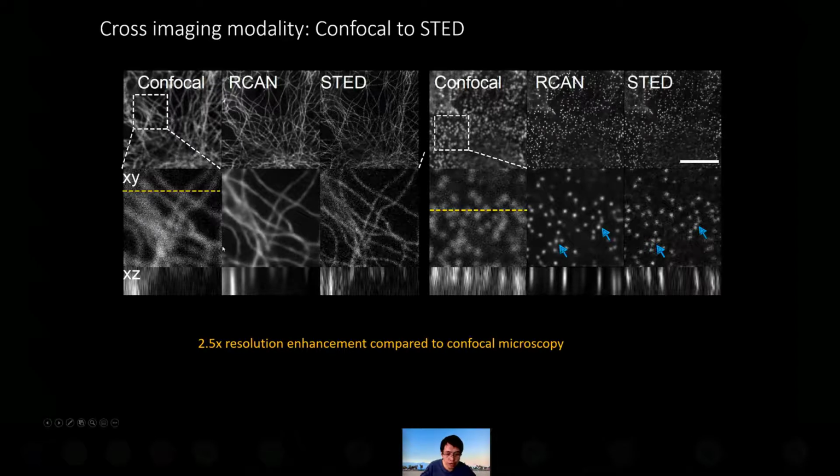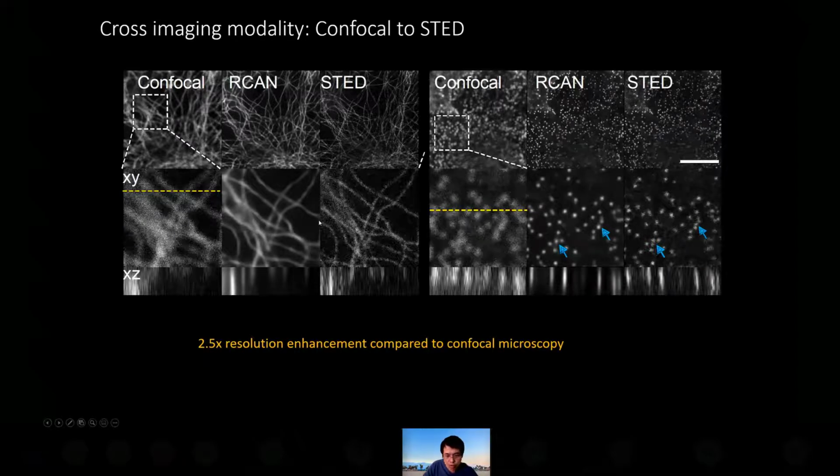So we basically train the RCAN with pairs of confocal and STED images together. In the example I showed here, those are two examples. On the left side, those are mitochondria, and on the right side, those are nuclear pore complex. You can see in the middle row, those are RCAN predicted STED-like images. Compared to the confocal input, the RCAN predictions provide very clear resolution enhancement in both XY view and XZ view.